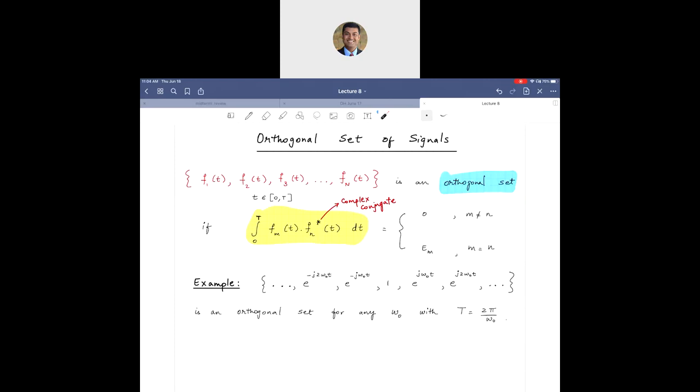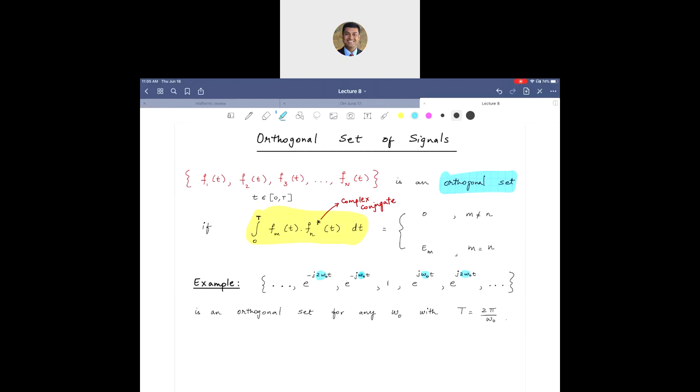So what is this set? You have a bunch of them on this side: e to the negative j 2 omega naught t, e to the negative j omega naught t, 1, e to the plus j omega naught t, e to the j 2 omega naught t. So as you can see here, you are considering exponentials at plus and minus omega naught, plus and minus 2 omega naught, plus and minus 3 omega naught, plus and minus 4 omega naught, and so on.